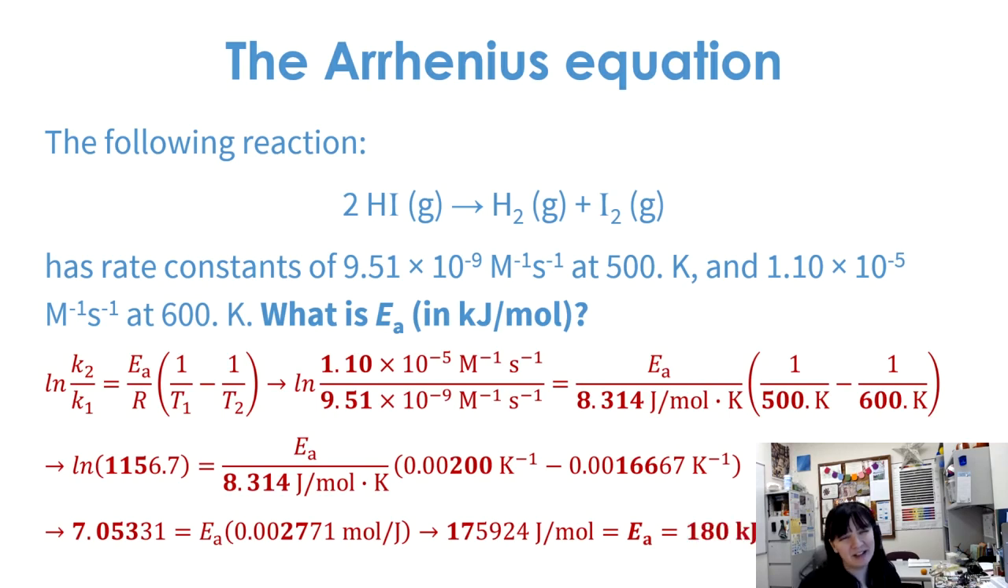So this is how we can use that two-point Arrhenius equation to solve for the activation energy. Some of the other variations on the Arrhenius equation are more applicable if we have a larger set of data to pull from. But if we do just have two rate constants at two different temperatures, this is how they can be related to one another.